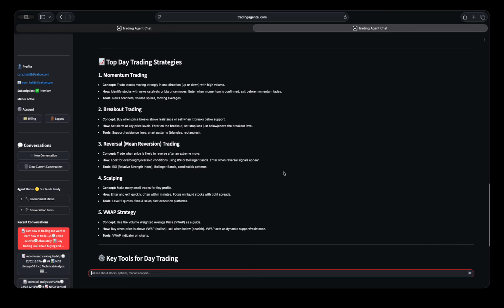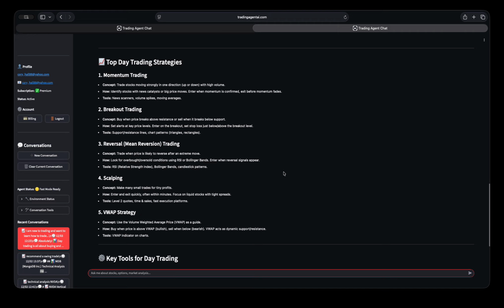And so how do you do this? You identify stocks with news catalysts or big price moves. Enter when momentum is confirmed, exit before momentum fades. And the agent will show you what levels to watch to find those confirmations and those exit points. Some of the tools you can use are news scanners, volume spikes, and moving averages.